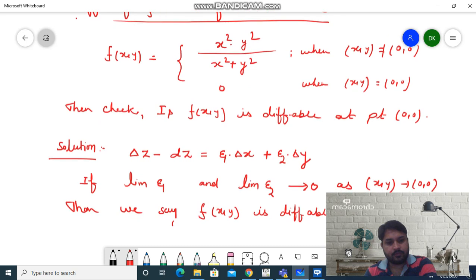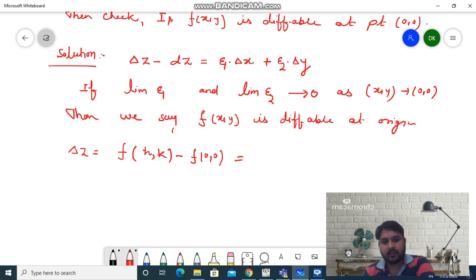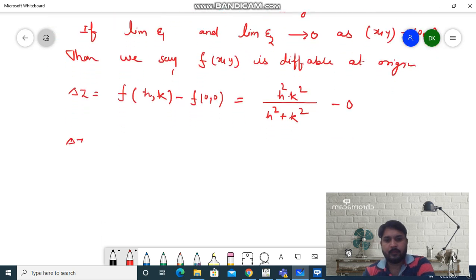So we know that delta z is equal to f(a+h, k) minus f(0,0), where a is 0, and f(h,k) is h squared k squared whole upon h squared plus k squared, and we know that f(0,0) is 0. So from here we get delta z is equal to h squared into k squared whole upon h squared plus k squared.